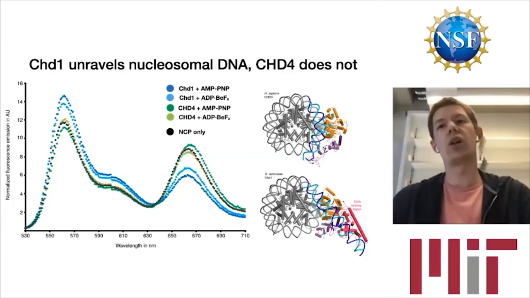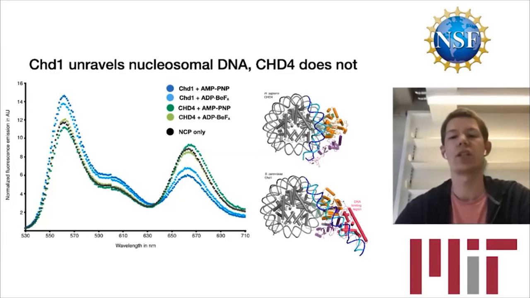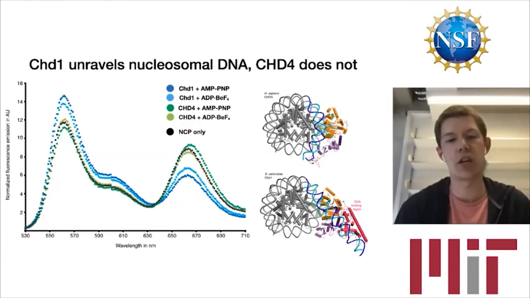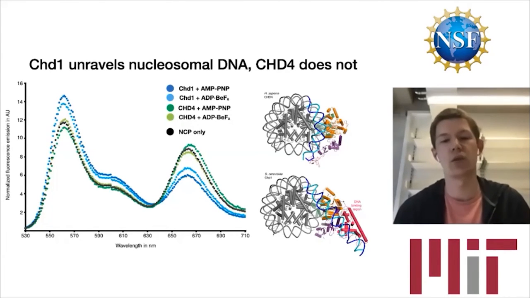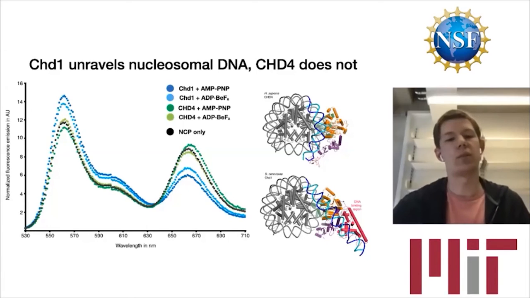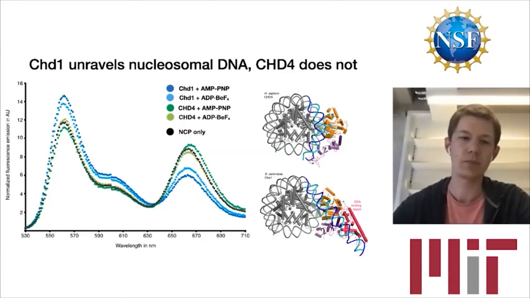And overall, this is consistent with the roles of these different CHD chromatin remodelers, where CHD1 acts as a transcription initiation and elongation factor that acts in new chromatin, whereas CHD4, which is implicated in heterochromatin maintenance, does not unravel, which of course would also be quite unfavorable in a heterochromatin context.